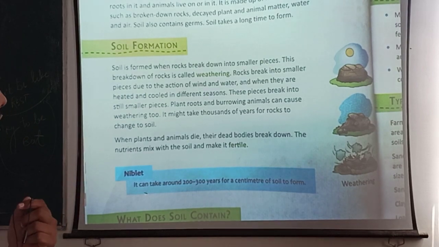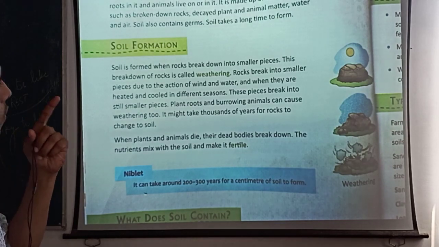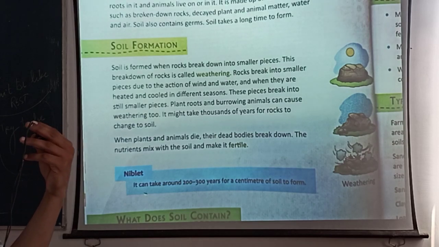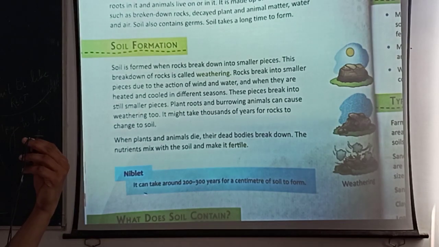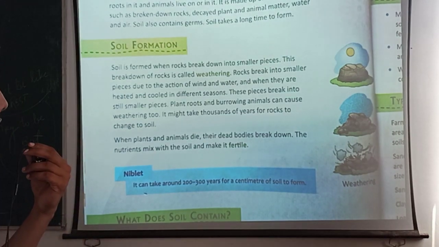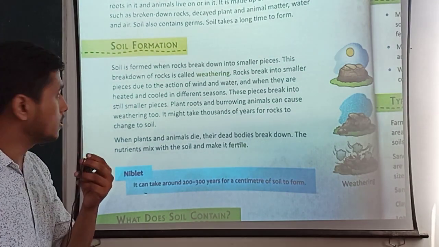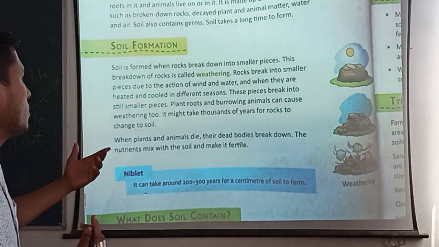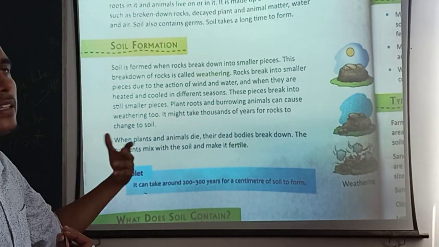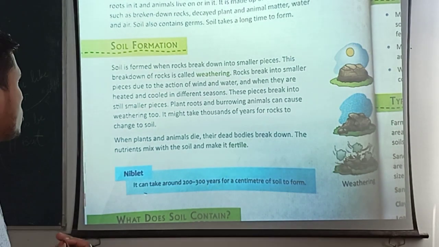Weathering is actually responsible for the formation of soil. The rocks break into smaller pieces because of different weather actions, like when the temperature is very high, and when it is very cool in different seasons, and through the action of water and wind. These are a few reasons. By this, the pieces break into still smaller pieces. And sometimes plant roots and burrowing animals, like snakes or rabbits who dig into the soil to make their own habitat, can cause weathering too.